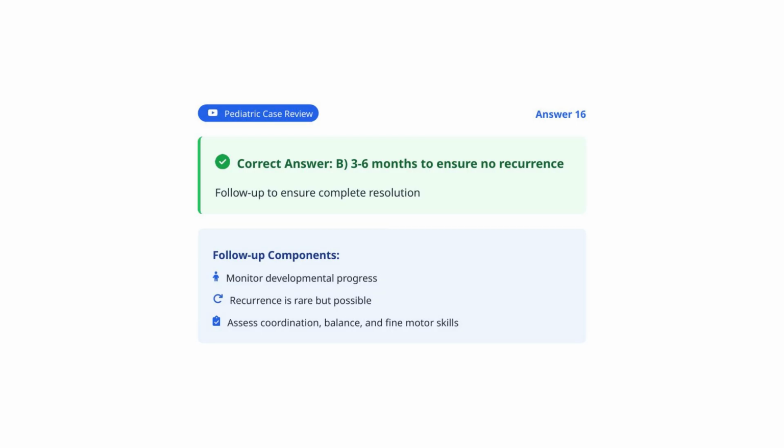After resolution of acute cerebellar ataxia, follow-up for 3 to 6 months is recommended to ensure complete recovery and no recurrence of symptoms. This follow-up should include assessment of coordination, balance, fine motor skills, and age-appropriate developmental milestones. While most children have complete recovery with no long-term sequelae, a small percentage may have subtle motor or cognitive challenges that should be identified early for appropriate intervention.